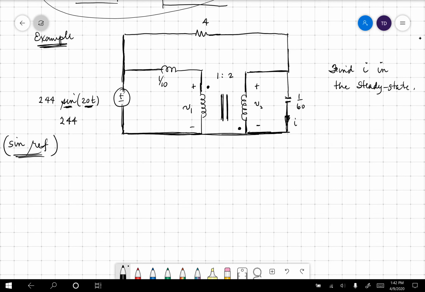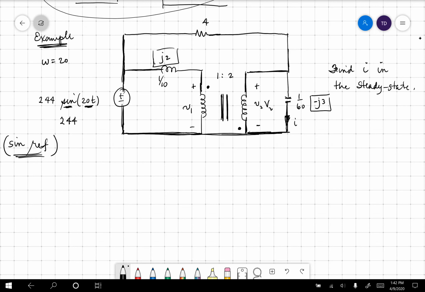So I'm choosing a sign reference. So it's 244. Omega is clearly equal to 20. So this is going to give us J2 right there. Let's put that in a box so you see that. That's J2. And then I have the impedance of the capacitor. If we use omega equal to 20, I get 20 times 1 over 60. That's going to be 1/3. And I'll flip that. It's going to be a minus J3 over here.